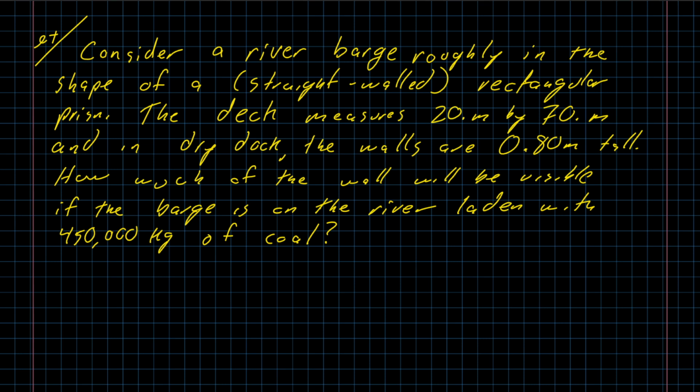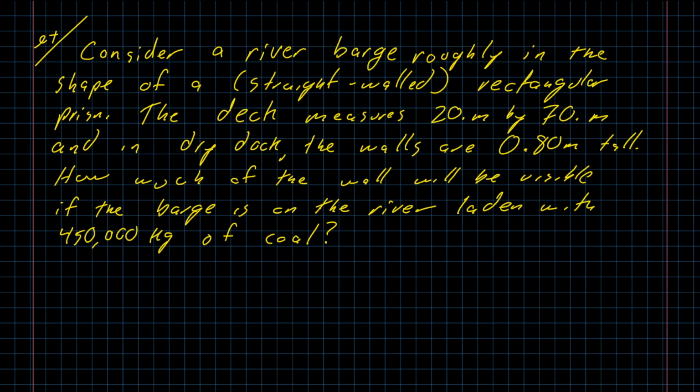Here's a more practical example. Consider a river barge roughly in the shape of a straight-walled rectangular prism. The deck measures 20 meters by 70 meters, and in dry dock you can measure the outer walls as 0.8 meters tall. How much of the wall will be visible if the barge is on the river and laden with 450,000 kilograms of coal?